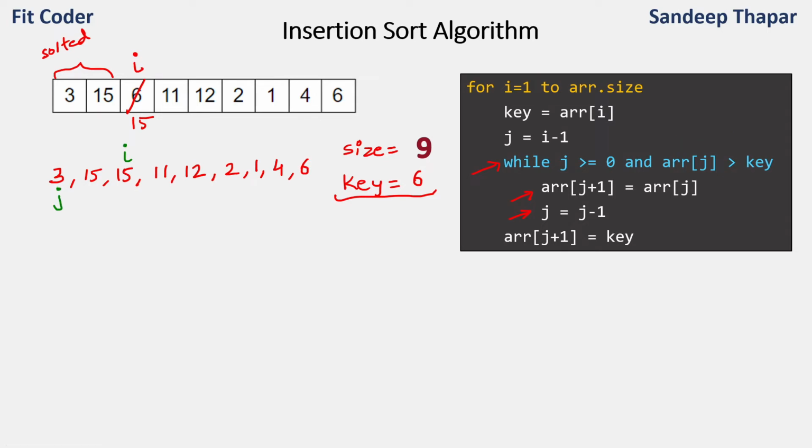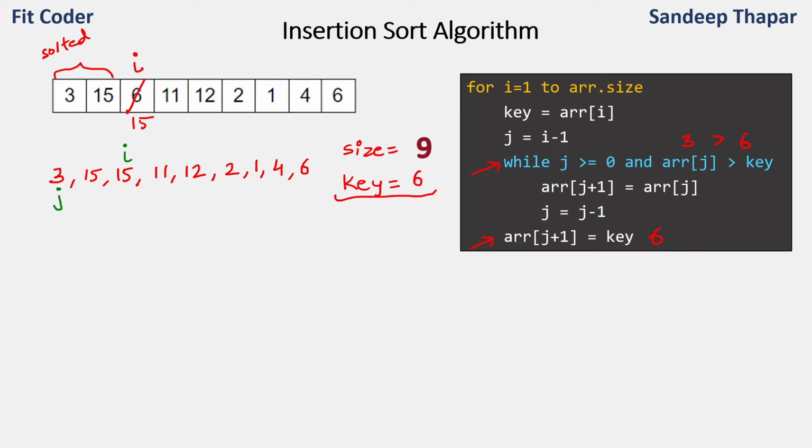In the next iteration, we check if j is greater than 0 and we compare array of j, which is 3, with the key, which is 6. So this statement is false. And now we set array of j plus 1 equal to key. So the value of key is 6. So at array of j plus 1, we set the value 6.